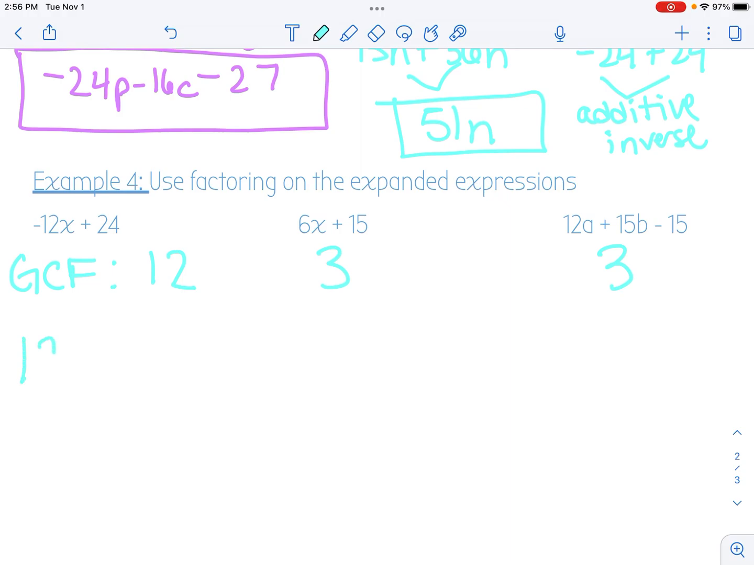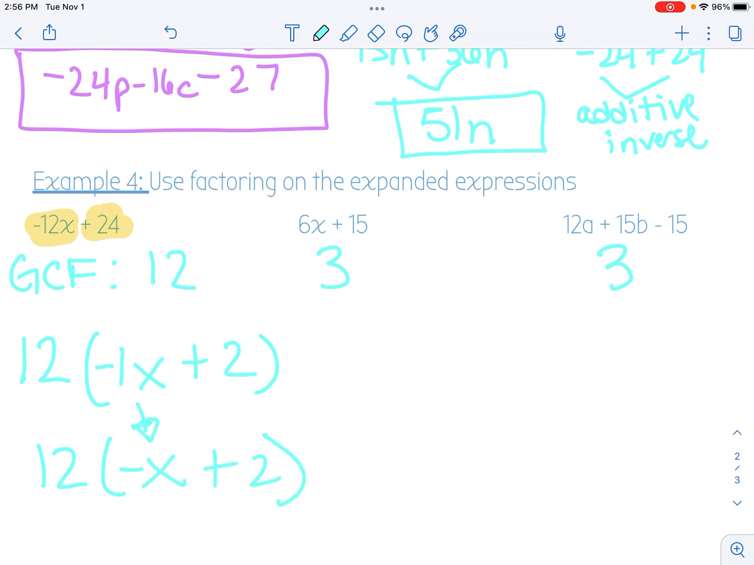So the first one, if I'm factoring out 12, I have negative 12 divided by 12 is going to be negative 1, and I need to keep my variable. And then 24 divided by 12 is 2. You can also write this as 12 times negative x plus 2. The 1 you can leave out. These are interchangeable.